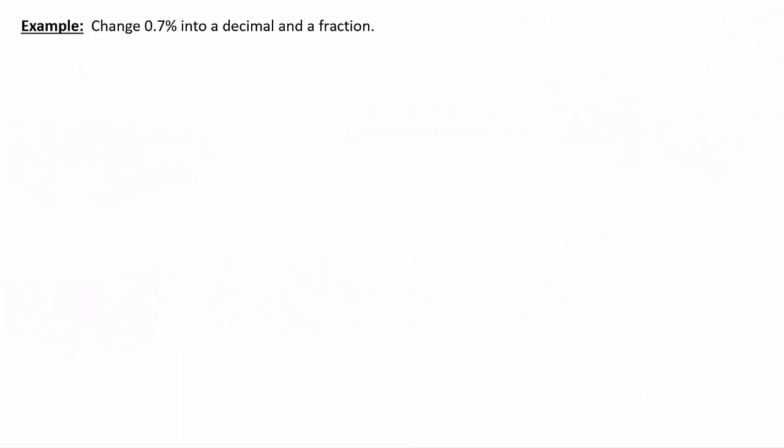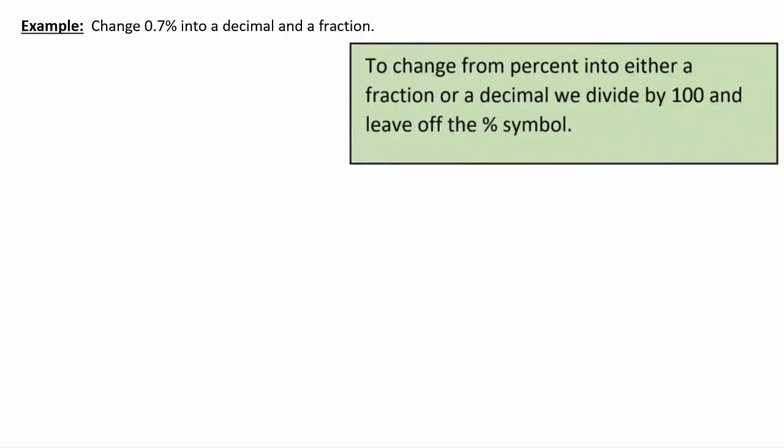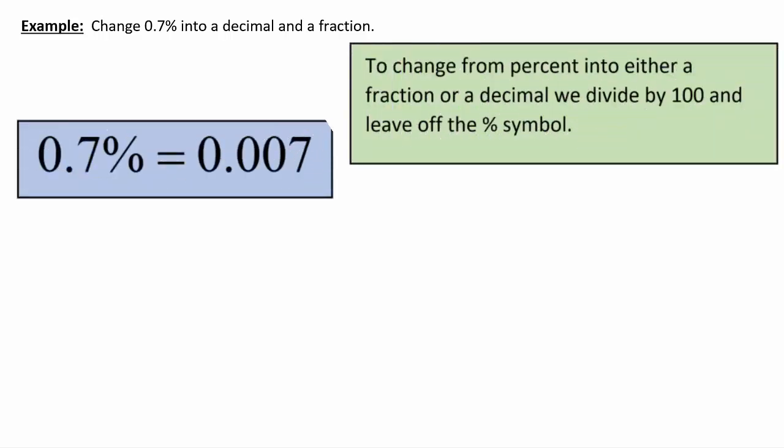Change 0.7% into a decimal and a fraction. So this is a very small percent, less than 1%. We're going to change it first to a decimal. So to change it to a decimal, we need to divide by 100. So we're going to take the decimal point, which is right here, and we're going to move it left 2 places, and then we're going to drop the symbol. So 0.7% is the same thing as 0.007, or what place is that? The thousandths place, 7 thousandths.